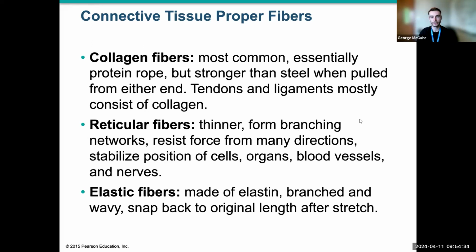Reticular fibers are thinner and form these branching networks that allow for some support from like expansion and then contraction. So where things need to constrict and dilate, like our blood vessels and nerves. And then elastic fibers, which are made of elastin. And as the name sounds, they have kind of this snap back property. So they will stretch and then reform their shape after that pressure has released.